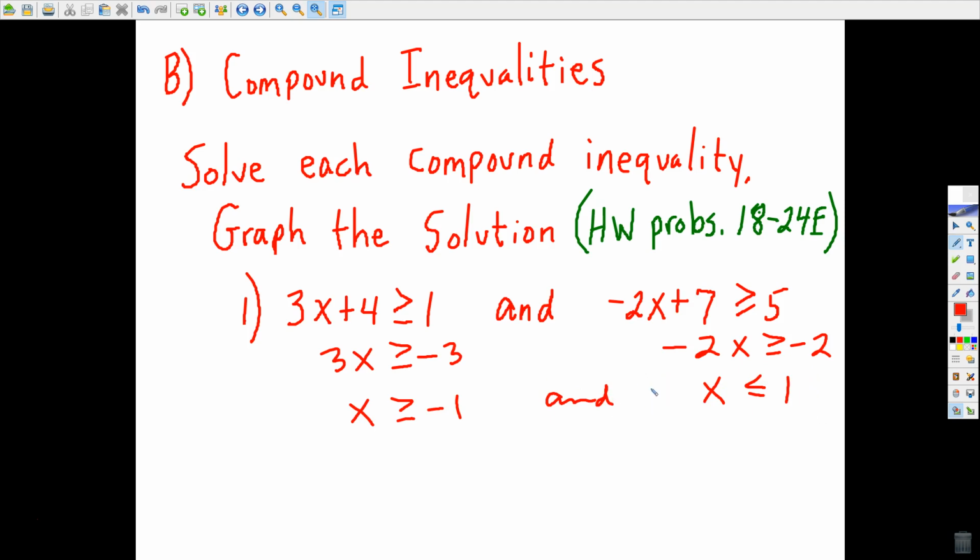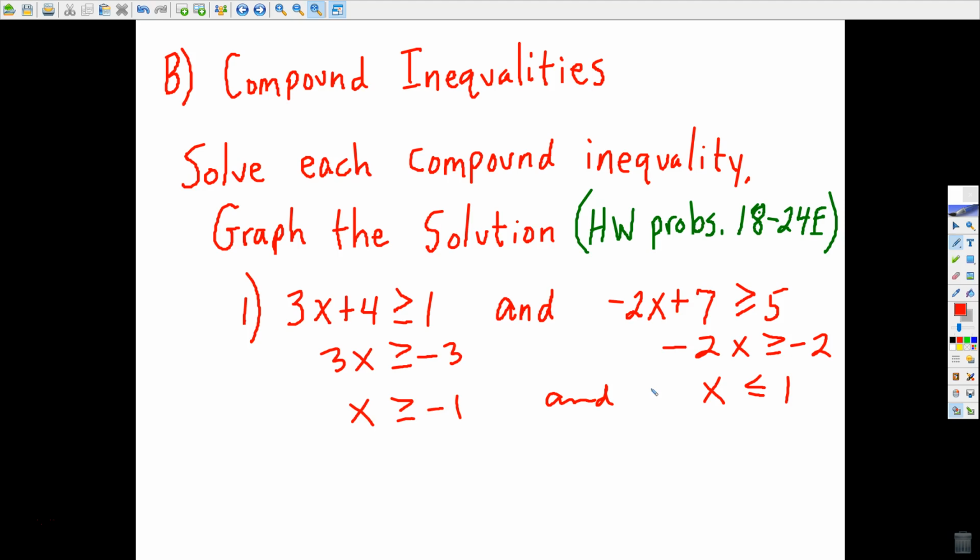By using the word and, what we're saying is this. Our solutions are going to come from all the numbers that are -1 and bigger. That's what this says. But those numbers also, because it says and, not only must they be this, but those same numbers also have to be described in this way. So bigger than -1, including -1, but also less than 1 or 1.